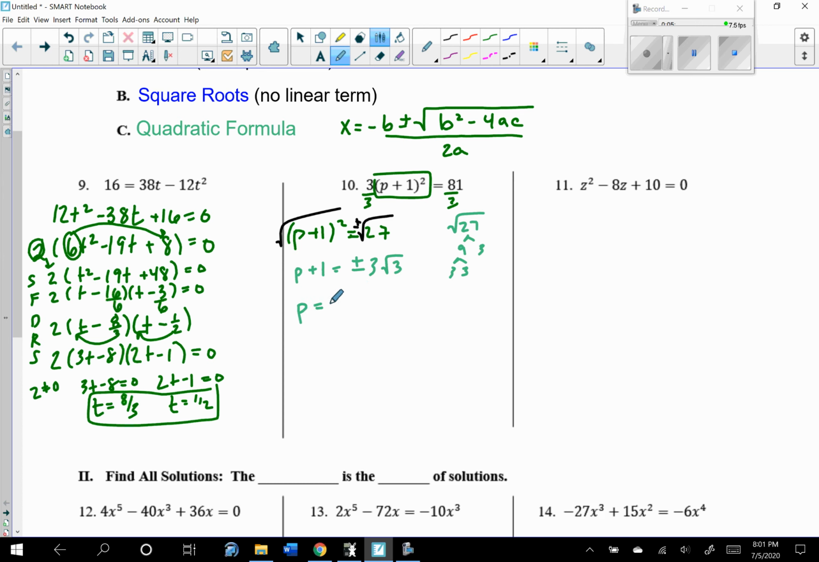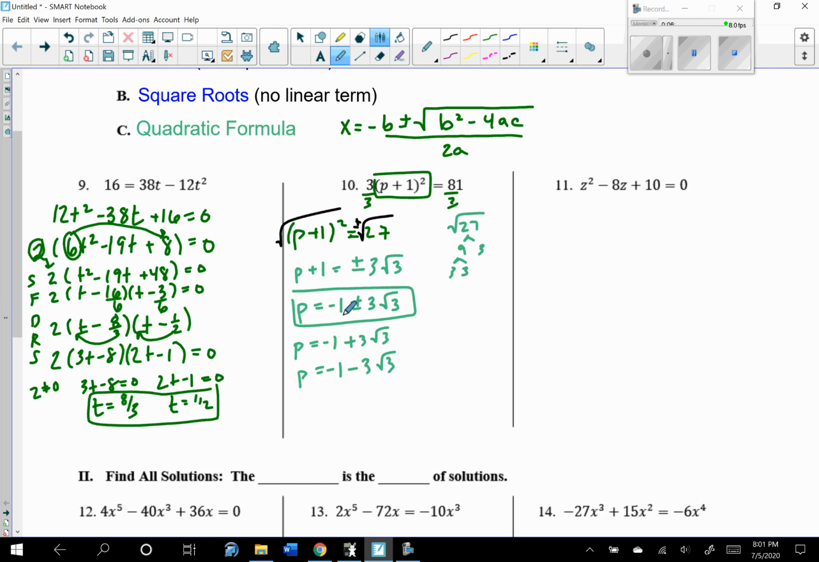So p is equal to negative 1 plus or minus 3 root 3 would be the answer here, because you always want to find the exact solution when possible. So that means you could write it as p equals negative 1 plus 3 root 3, and p equals negative 1 minus 3 root 3. So you could write it like that too.